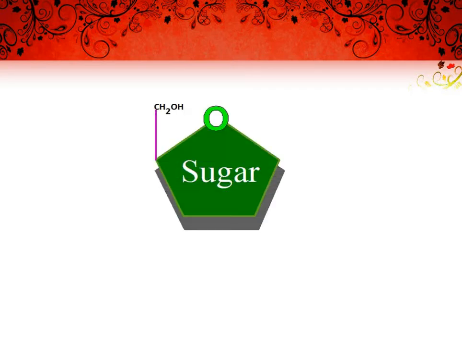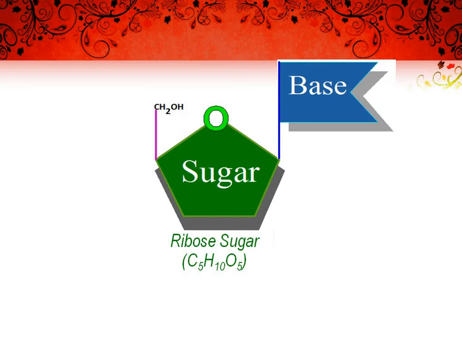Now the main components of the ribose nucleic acids are, first, a sugar. The sugar that is present in the RNA is a ribose sugar with a formula C5H10O5, hence the name ribose nucleic acid. At the carbon 1 position of this ribose sugar, there is a nitrogen base attached.